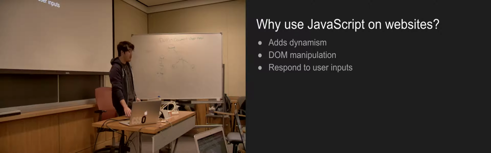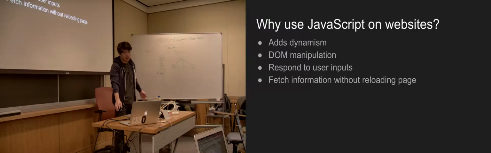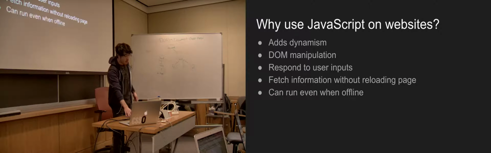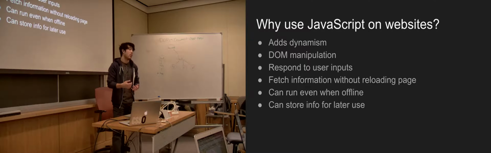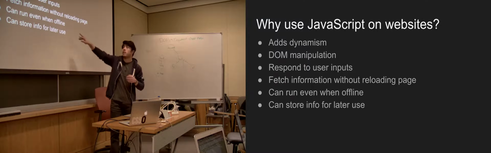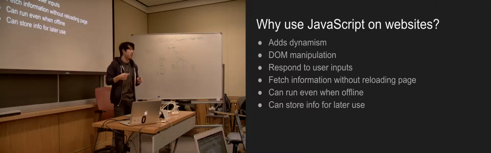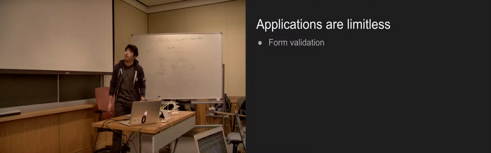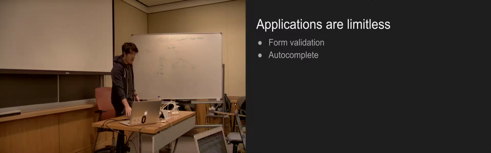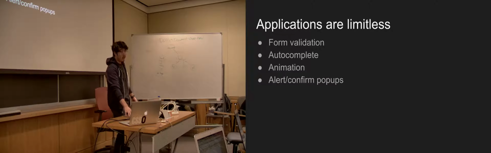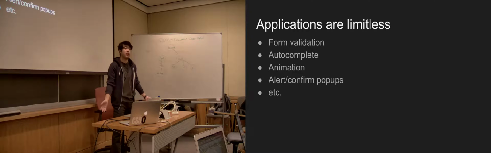We can respond to user inputs. We can fetch information without reloading the page. And we can even run it when offline. We can also store information for later use. And so the conjunction of the last two allows things like Google Docs or Google Slides to be edited when you're offline. These applications are nearly limitless. You can do form validation stuff, autocomplete, animation, pop-ups, and really whatever you want.